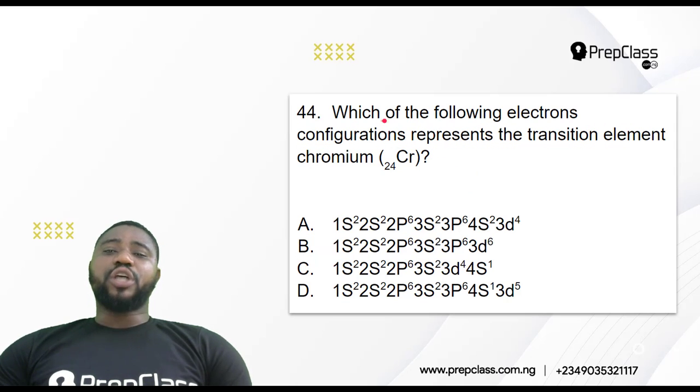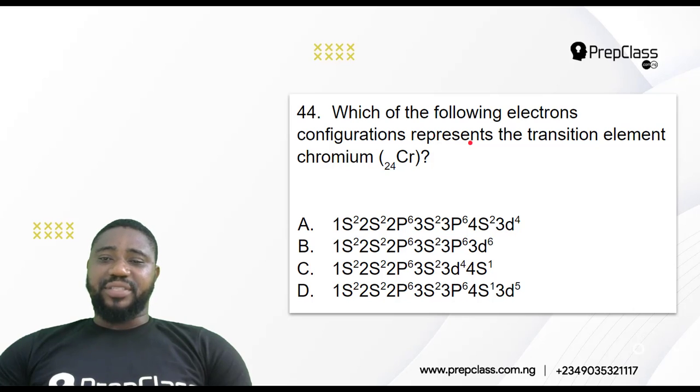44. Which of the following electronic configurations represents the transition element chromium? Is it option A, 1s2, 2s2, 2p6, 3s2, 3p6, 4s2, 4d4, 3d4? Option B, 1s2, 2s2, 2p6, 3s2, 3p6, 3d6? Option C, 1s2, 2s2, 2p6, 3s2, 4, 3d4, or 4s1? Option D, 1s2, 2s2, 2p6, 3s2, 3p6, 4s1, 3d5? It can be confusing, but let us see.